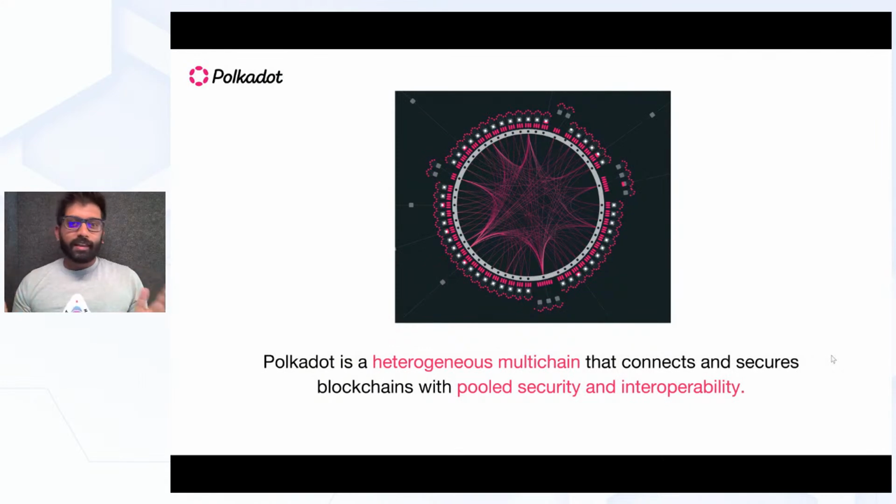So at a very high level, if I have to introduce Polkadot to you, I would call it a heterogeneous multi-chain that connects and secures blockchains with pooled security and interoperability. These are the key terms that we'll be exploring in depth in today's session. One is security, and the other one is interoperability.